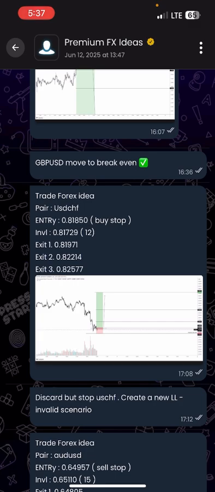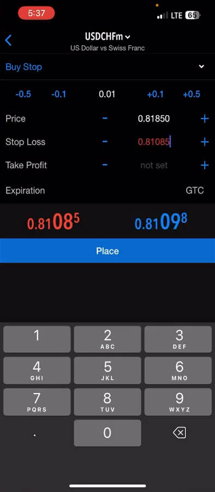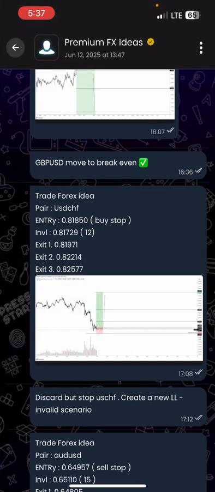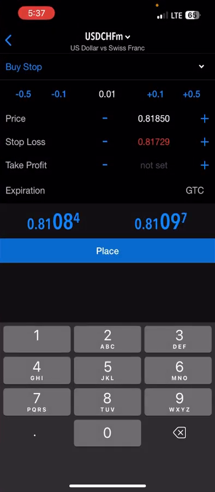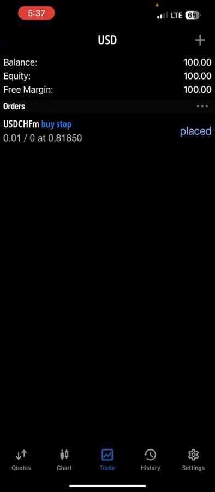So let's look at the invalidation. Invalidation is 0.81729. So I come here, I go to stop loss, 0.81729. All right, and then let's go and check the take profit price. So I come back here, there are 3 exits here. So assuming I want to take exit 2, which is take profit 2, 0.82214. So I come back here, 0.82214, and I click on place. All right, and you can see that I have placed this buy stop.